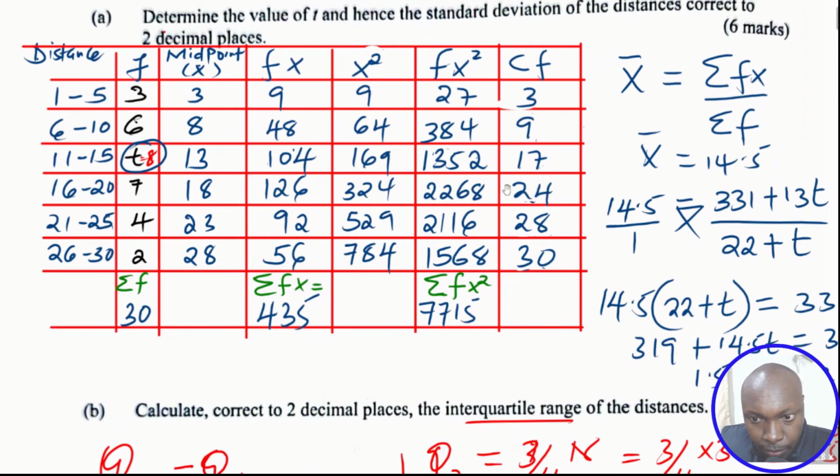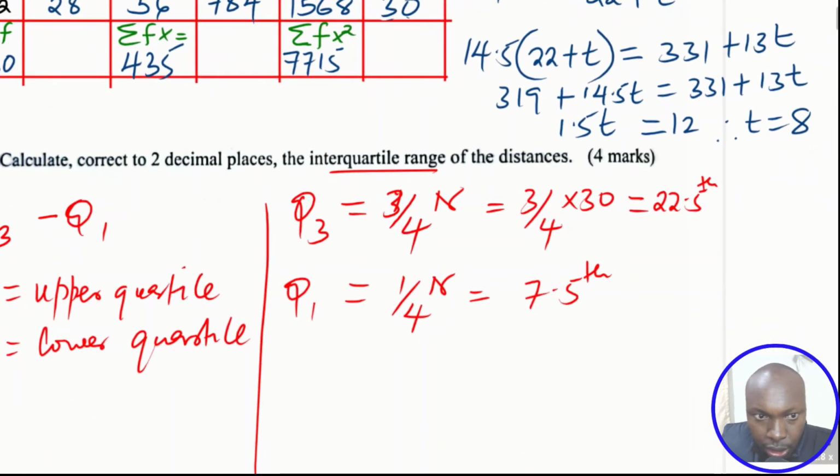22.5 lies here, where we have 24. Look at where in the cumulative frequency table we have 24, 22.5 is there. So the class there is 16 to 20. So that is the class.